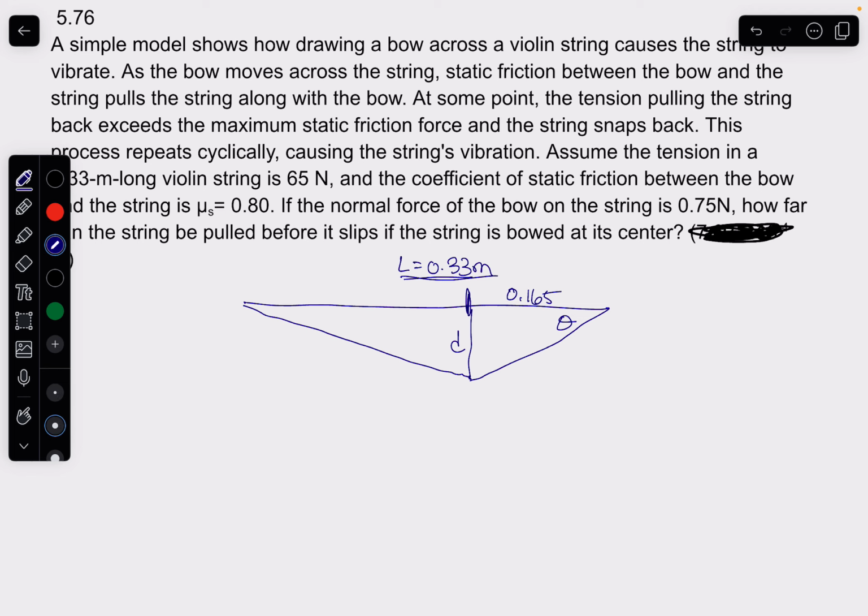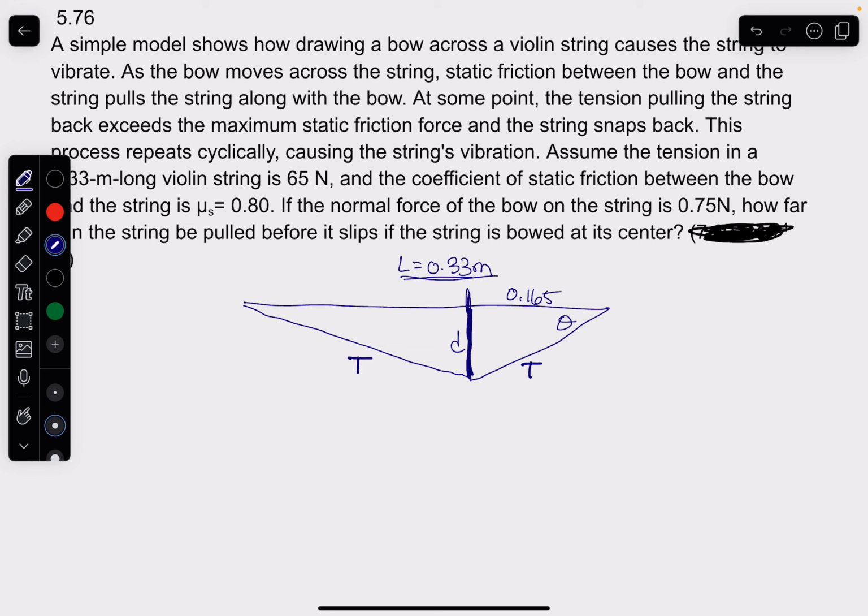So what did I do? I said, let's try and figure it out from a tension perspective. Now they gave us the tension in the string, which was 65 newtons. And when you stretch it, let's break this down. This is the tension right here, right? This is the tension in the string.